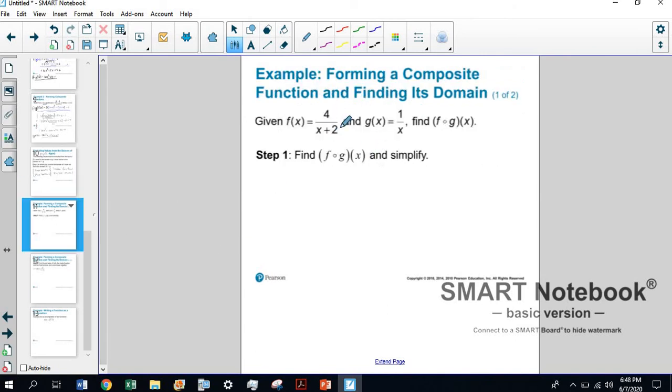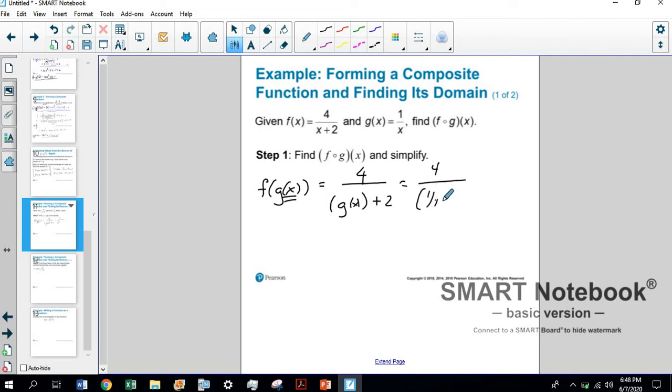Here's f of x equal to 4 over x plus 2. Here's g of x equal to 1 over x. And so we're going to combine those. f of g of x, how's that work? Well, what's f? f of stuff is 4 over the stuff plus 2. And g of x, that means g of x goes down here. What is g? g is 1 over x. So we plug in a fraction inside of our fraction. Okay, 1 over x goes here.